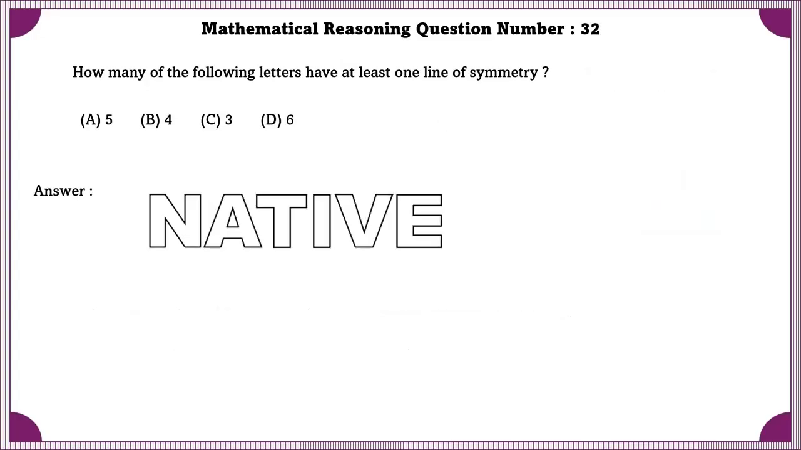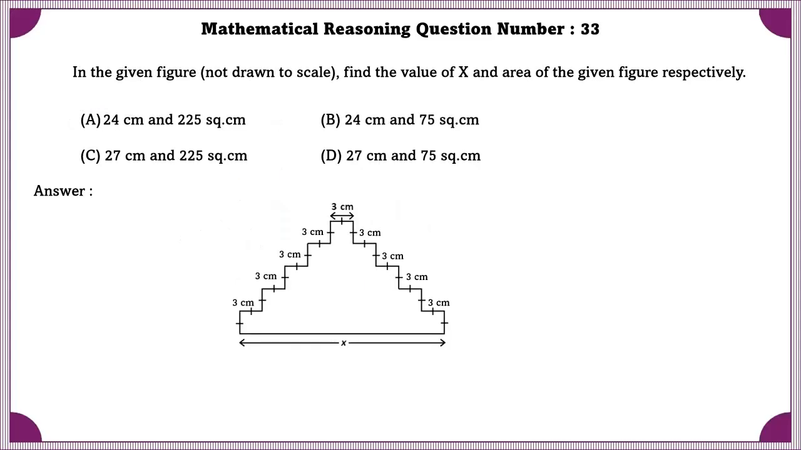Mathematical reasoning question number 32. How many of the letters have at least one line of symmetry? 5 letters have at least one line of symmetry. Mathematical reasoning question number 33.